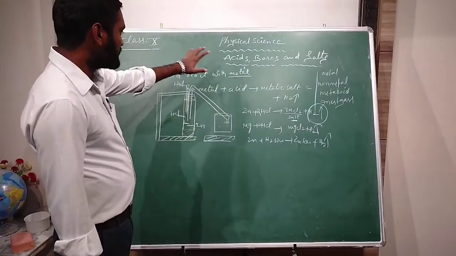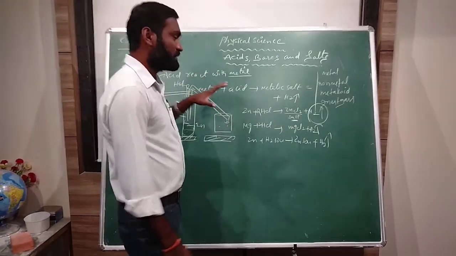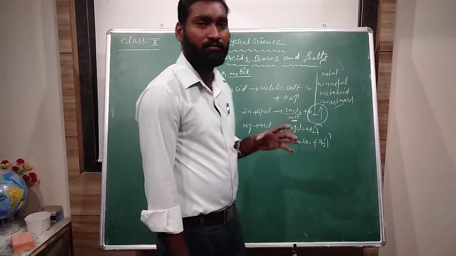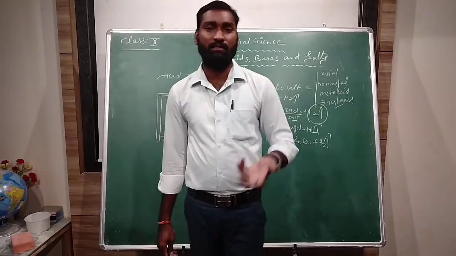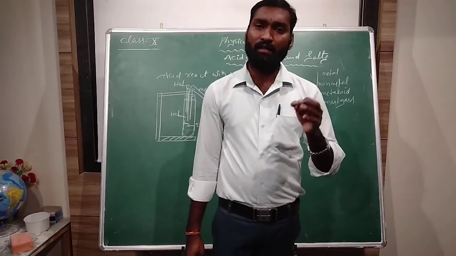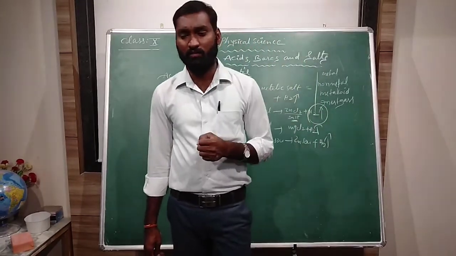So this is the best activity which explains what will happen if a metal reacts with acids. What do they release? Hydrogen gas. Already in the chemical reactions lesson we discussed this. Okay.